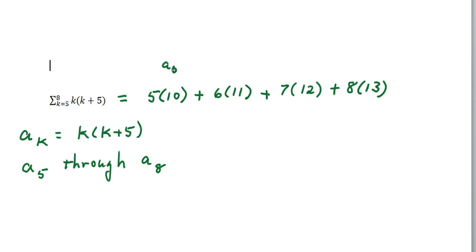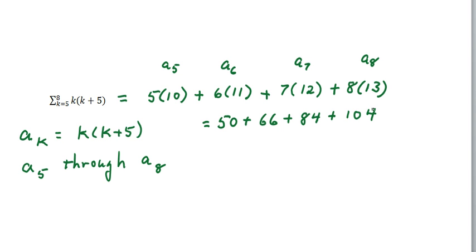So this is a5, a6, a7, and a8. If we went one step towards simplifying, it would be 50 plus 66 plus 84 plus 104, I believe. But again, we were not supposed to evaluate.